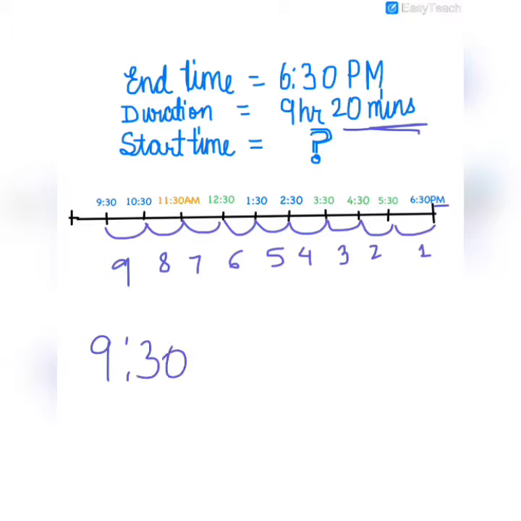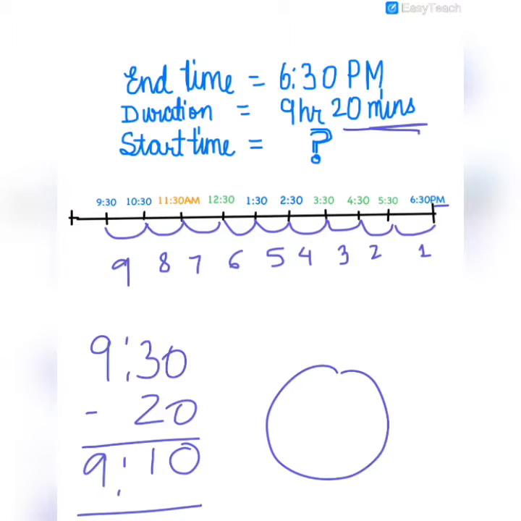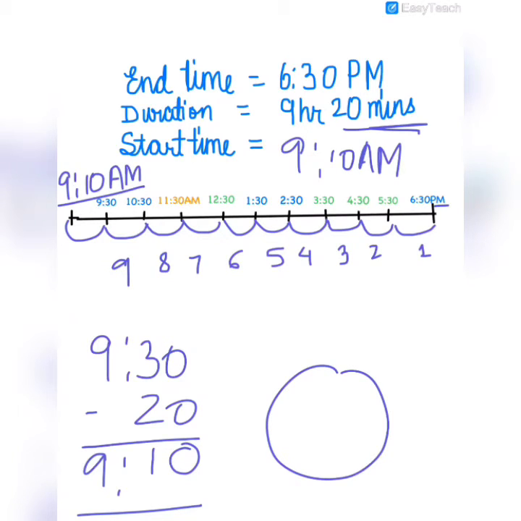9:30 minus 20 minutes. That is 10, so the answer will be 9:10. You can do it with the clock method also. I am doing it this way. So the time will be 9:10 a.m. So that means at what time did the flight start? It started at 9:10 a.m. Okay? Pretty simple this question is. I hope now your concepts are clear regarding elapsed time.